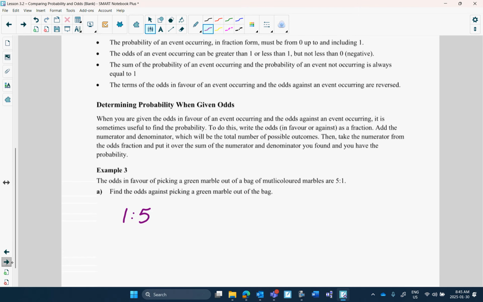Okay. Well, we've got to look at this. The odds in favor are 5 to 1. So we've got to translate this to probability. You figure it out? How many ways can we pick a green marble here? 5. Out of how many ways total? 6. Because there's 5 ways to pick a green, 1 way not to. So that means the probability will be 5 out of the total in the odds. So 5 out of 6.